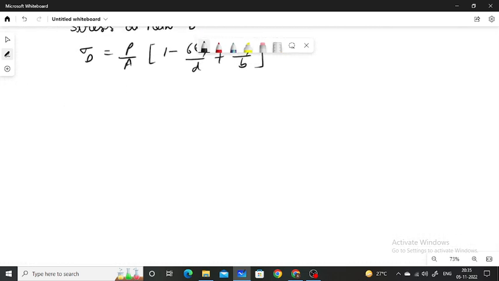So by this equation, we can easily determine the stresses at any point of a short column, cross section of a short column, okay, due to the centric loads, either if the eccentricity is given from the y-axis or x-axis or from both the axes, okay.